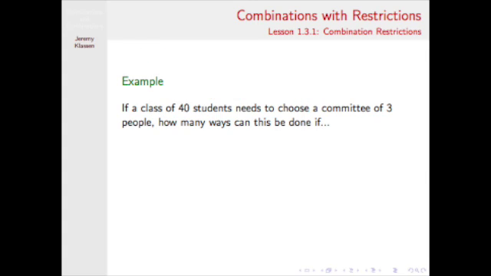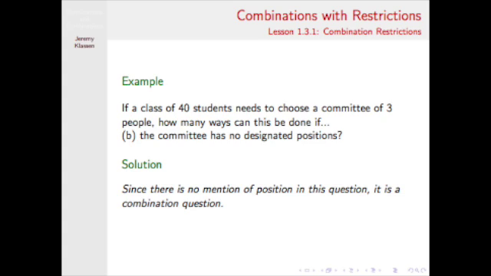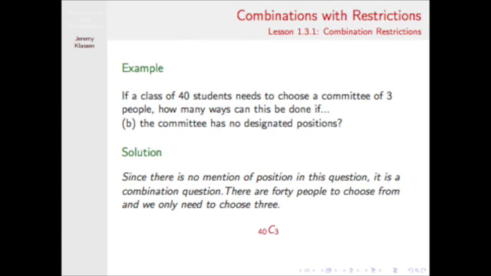Now let's consider the same scenario here with the 40 students, but what if the committee has no designated positions? Since there is no mention of position in this question, it is definitely just a combination question. Order won't make a difference in this case. So there are 40 people on the committee, and we only need to choose 3. So we get 40 choose 3, and that gives us a total of 9,880 different committees.